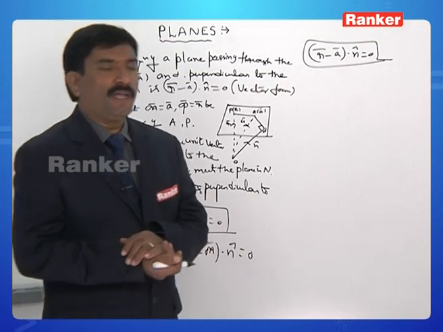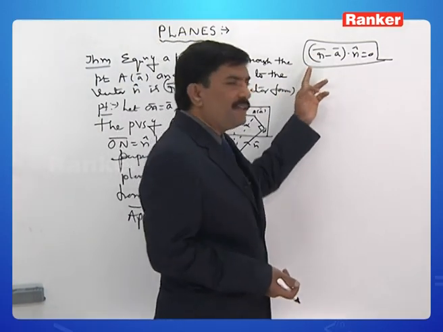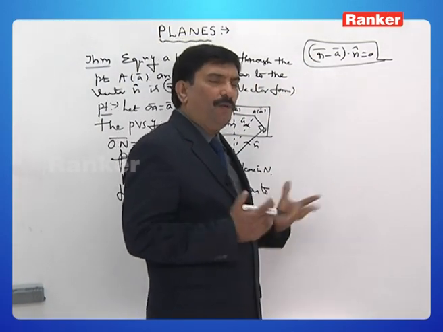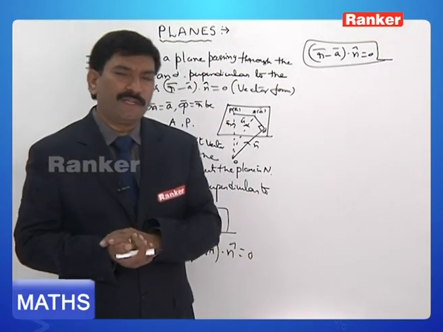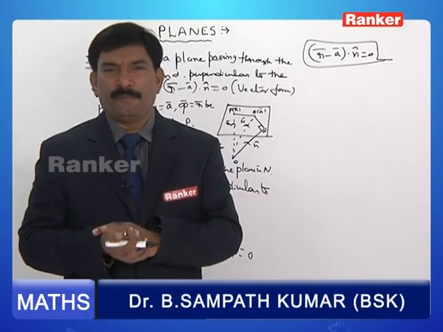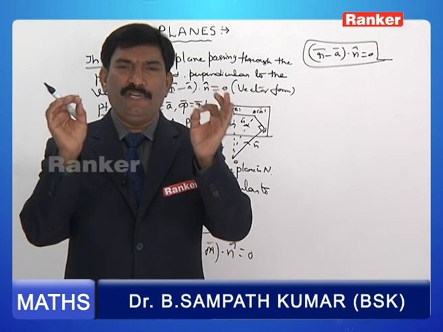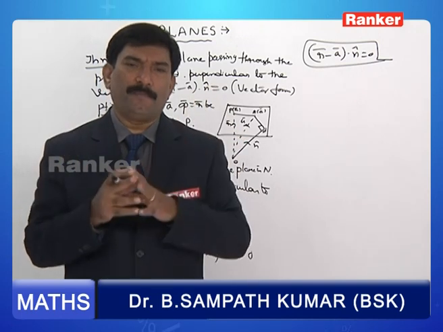So therefore, this is in terms of Cartesian form. How do you write? You can also write r bar is equal to xi plus yj plus zk.